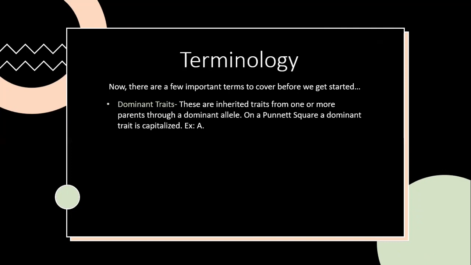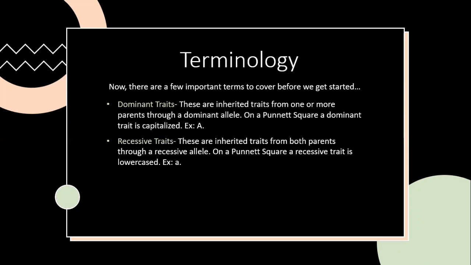Now, some terminology before we begin. It is important to know the difference between dominant traits and recessive traits. Dominant traits. These are inherited traits from one or more parents through a dominant allele. On a Punnett square, a dominant trait is capitalized. Recessive traits. These are inherited traits from both parents through a recessive allele. On a Punnett square, a recessive trait is lowercased.